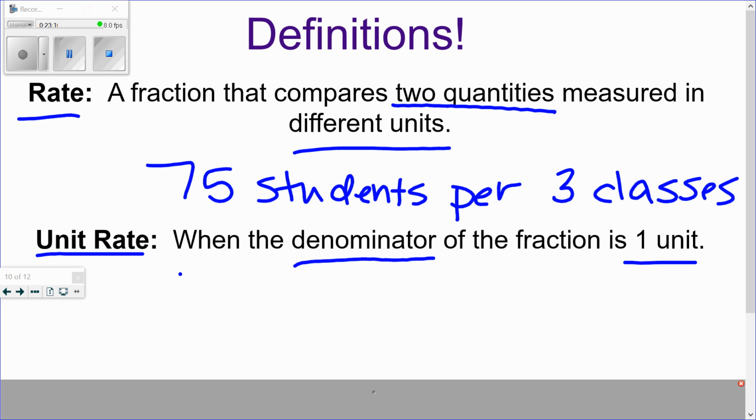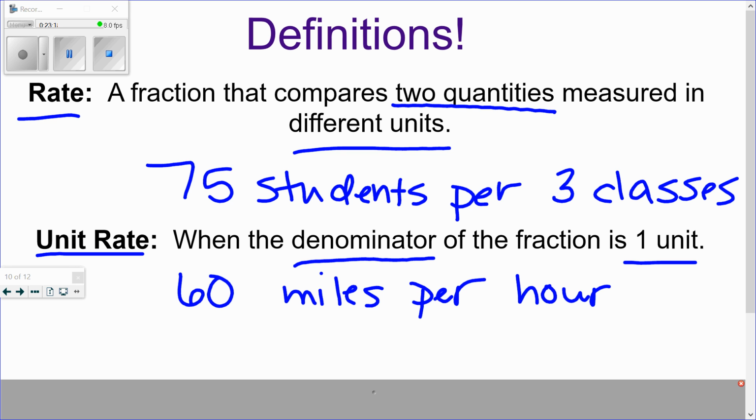If I have 60 miles per hour, that's a unit rate because it's per 1 hour. Numerator, denominator, numerator, denominator. You can write it like this, 60 over 1. You can write it as this one, 75 over 3. These are always going to be division. Per here means divide. Does that make sense? So if your denominator is 1, you have a unit rate. If your denominator is not 1, just a regular old rate.